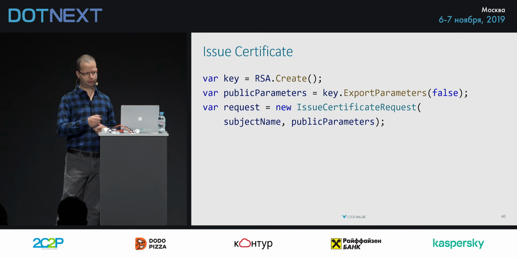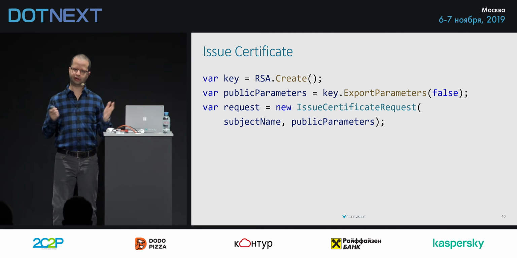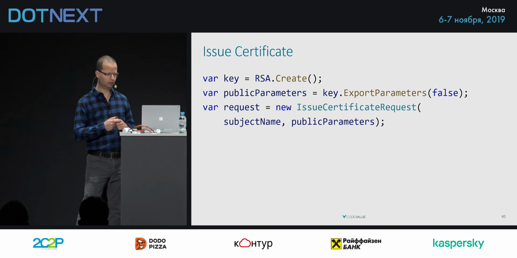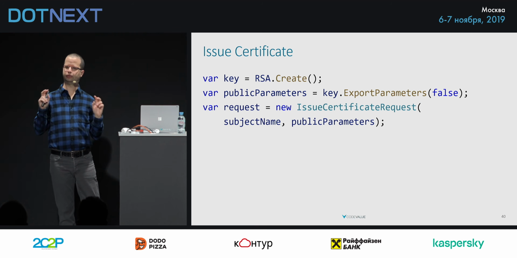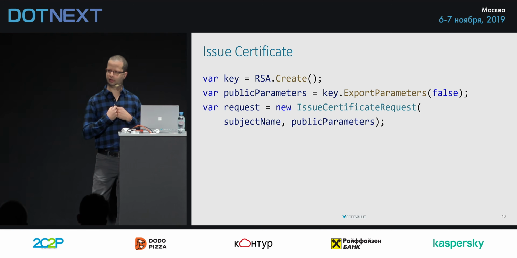So what we do is we create a random key. Again, RSA.Create generates a random new key. We export the key, but we only want to export the public parameters. False here states that you only want the public part. We don't want to export the private part. The private part should be confidential.